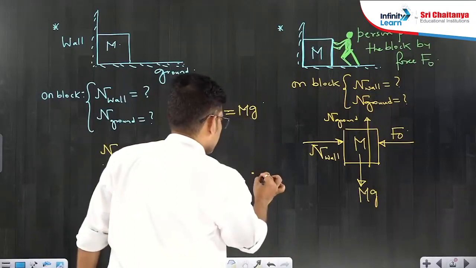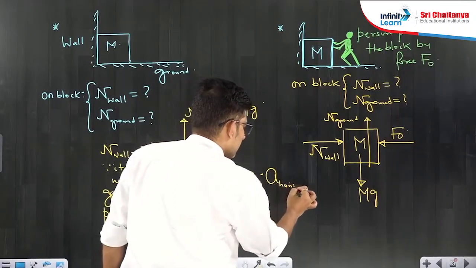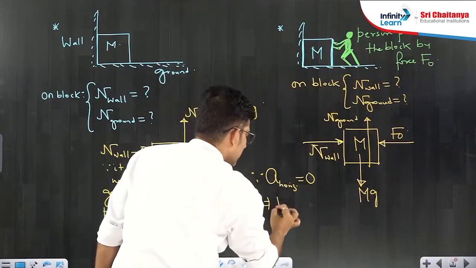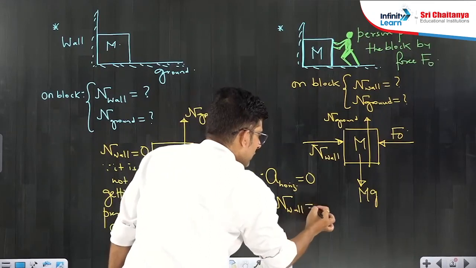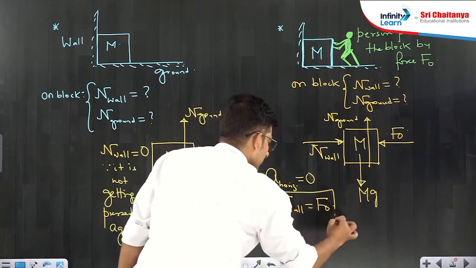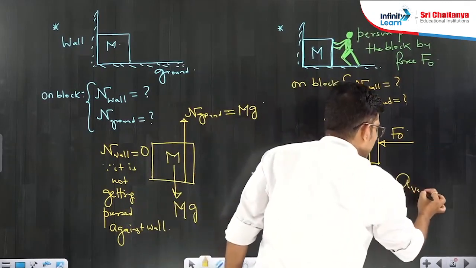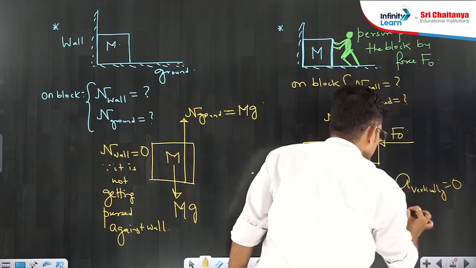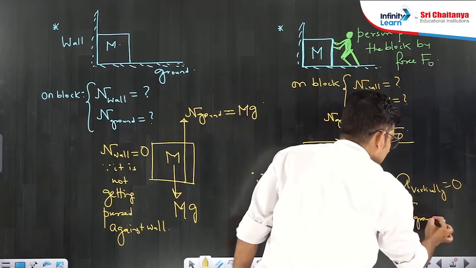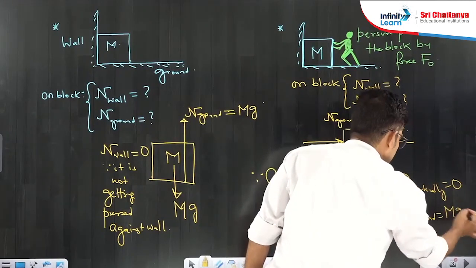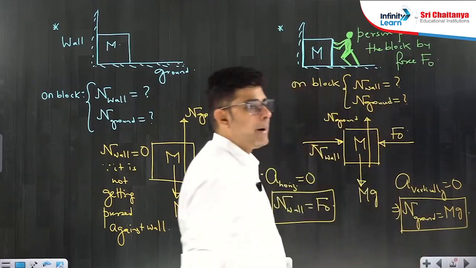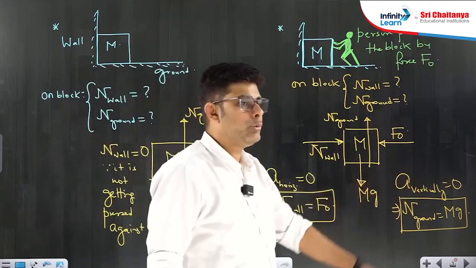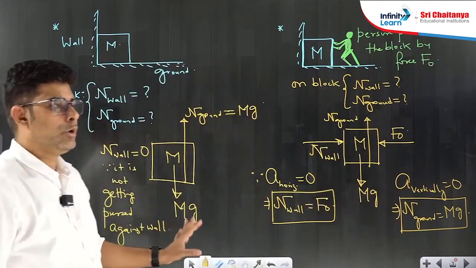Now we can say horizontal acceleration is 0. Horizontally you are not moving, you are stuck to the wall. That means the forces should balance. Normal reaction by the wall is balancing F0. And vertically also this block is not flying away anywhere. Acceleration vertically is also 0. So normal reaction exerted by the ground is balancing mg. So by force balancing the answer will be N wall is F0 and N ground is mg. Is it clear to all of you?